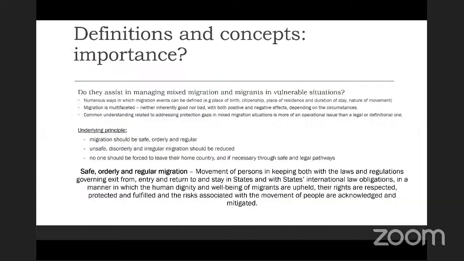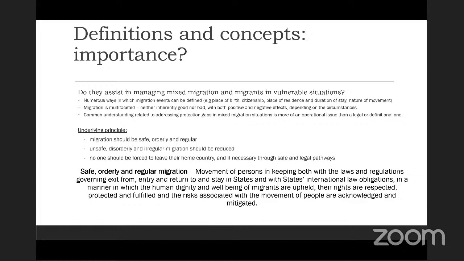Very soon we'll be going for our next poll, and I will be wrapping up shortly. The last slides are basically more for our conversation. So with all these definitions and all these concepts, how important are they? And my question then is, how are they really assisting us in managing mixed migration and migrants in vulnerable situations?